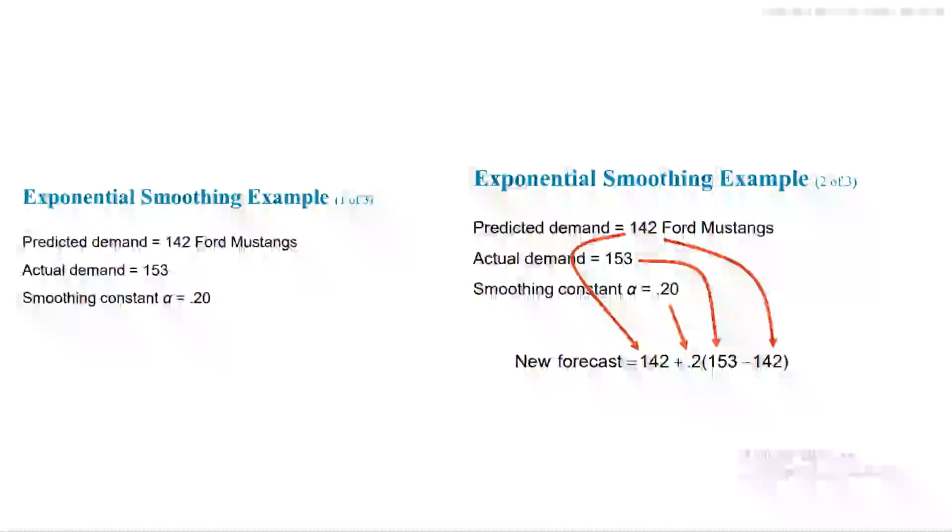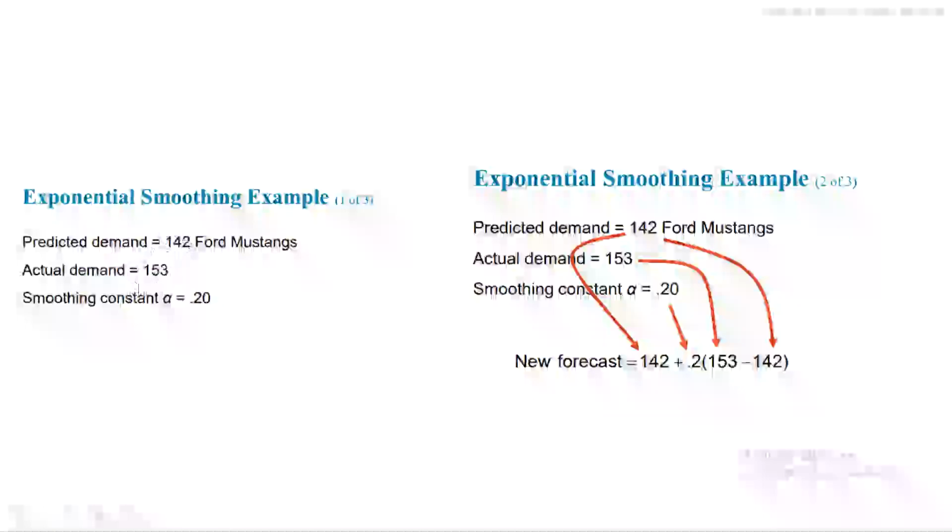So what will be the new forecast if the predicted demand is 142? Let's say in January 2025, the actual demand for this Ford car was 153, but your model predicted 142. If you apply this smoothing, how do you come up with the new forecast? The new forecast would be your predicted demand of 142 plus the smoothing constant times the difference between actual and predicted demand. Your actual demand was 153, but you predicted 142, less by 11 units.